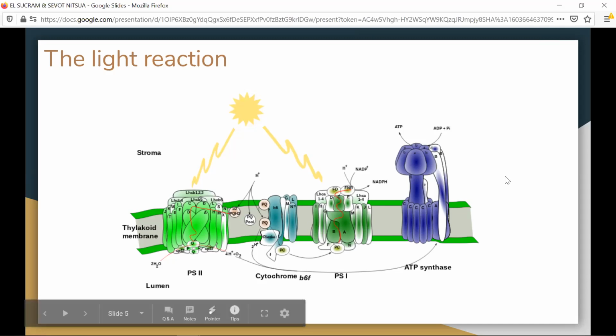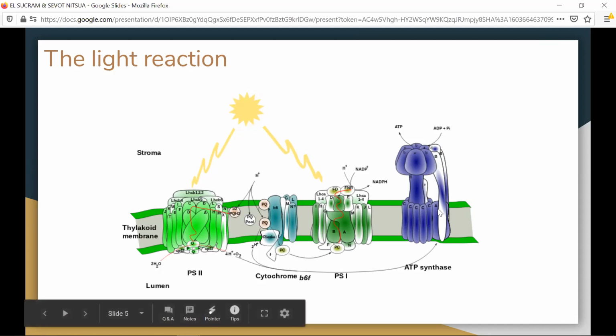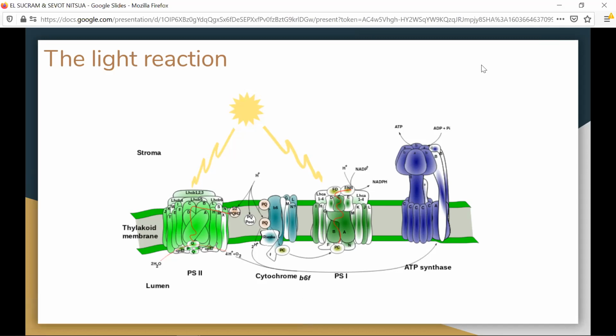Anybody? The electron transport chain. Yes, it looks like the electron transport chain, right? It functions in a similar way. It takes electrons and it moves them through this chain to create a gradient to make ATP utilizing ATP synthase. Now, how does it get electrons and, well, how does it move them?